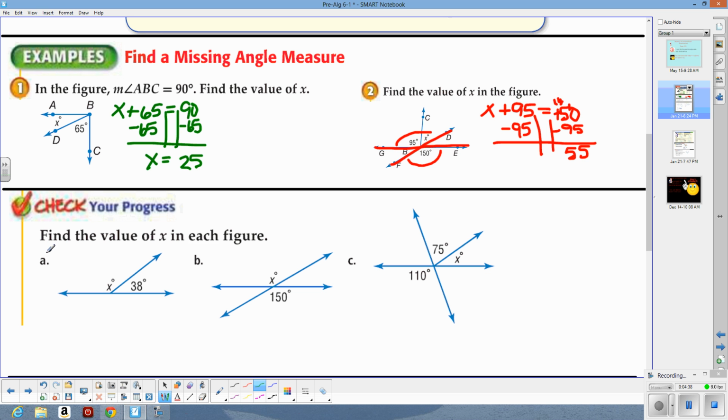All right, in example A here, these two angles are supplementary. Since they're supplementary, or they form this 180-degree angle, these two together total 180. So X plus 38 equals 180 degrees. And then you would subtract 38 from both sides. X is going to equal 142 degrees.